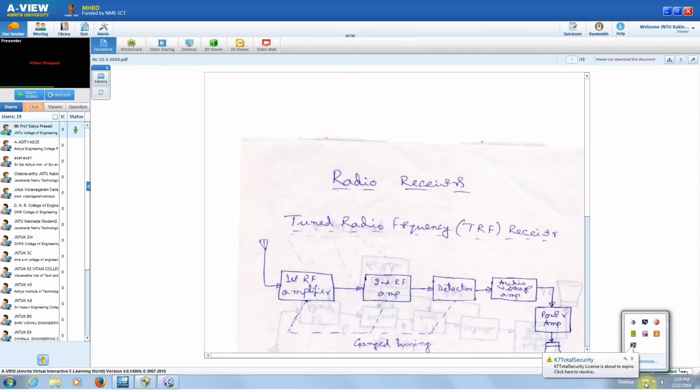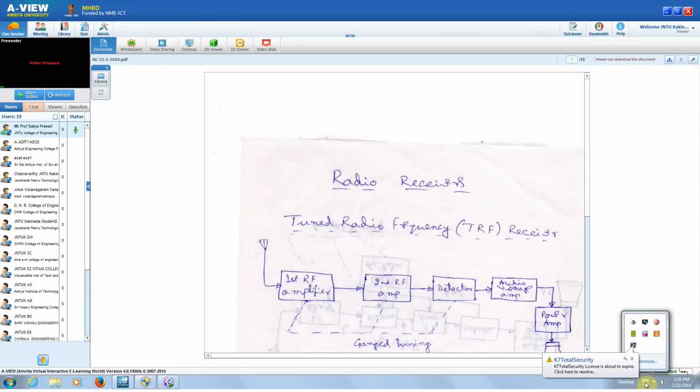We have a number of different options, but the mostly used receiver types are the tuned radio frequency receiver and the super heterodyne receiver. Even between these two, the mostly used one is the super heterodyne receiver because of all its advantages compared to the TRF receiver.